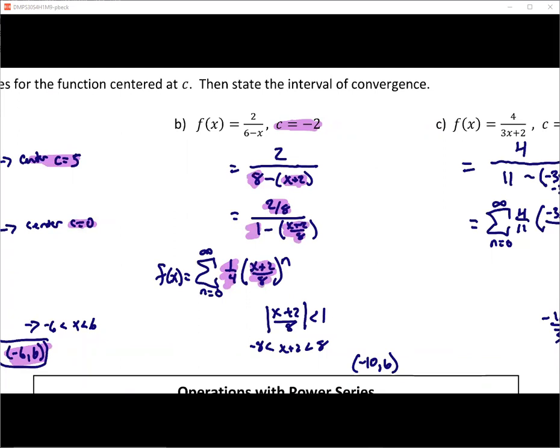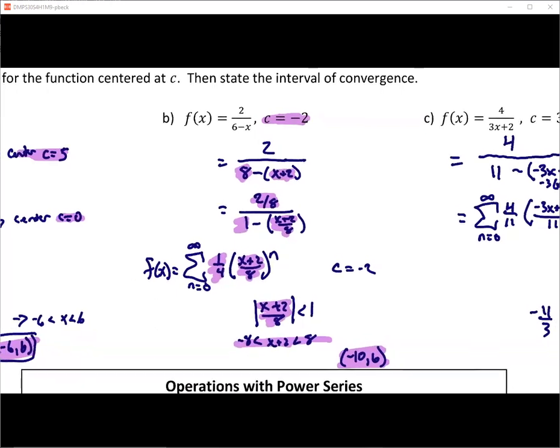So what's my interval of convergence? My center, remember, is at -2. Let me write that down. C equals -2. And then I write that as the absolute value of x plus 2 over 8 is less than 1. Write it out as an inequality. So I then say from -10 to 6.